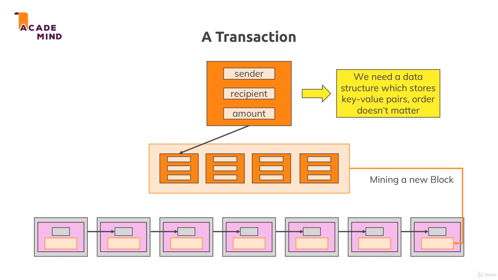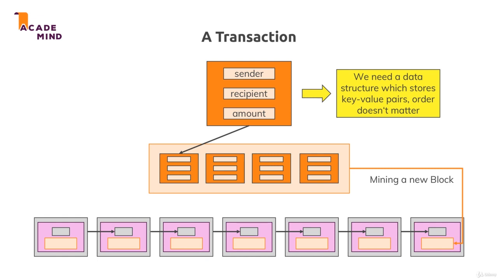The order doesn't really matter. We don't care if in that data structure the recipient comes prior to the sender. Important to us is that we have some kind of information piece which includes sender, recipient, and amount all in one variable, so to say, all in one data structure.